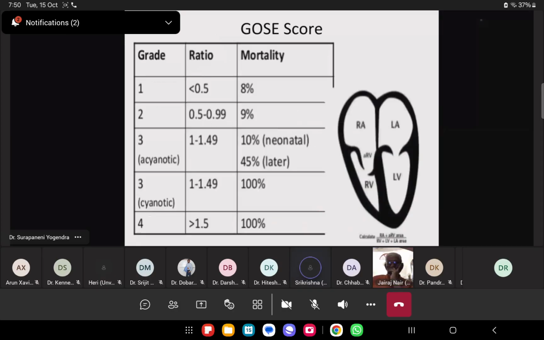Significance of GOSE score is: grade 1 mortality is 8%. In grade 2, the mortality is 9%. In grade 3, acyanotic patients, mortality in the neonatal period is 10% and later is 45%. In grade 3, cyanotic patients, mortality is almost 100%, and grade 4, mortality is 100%.